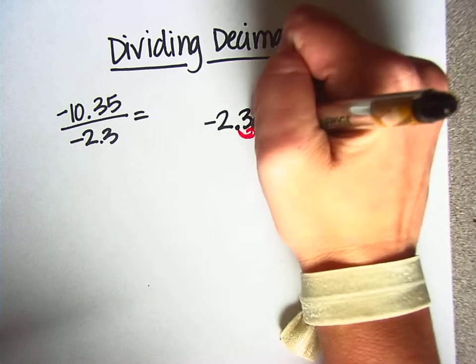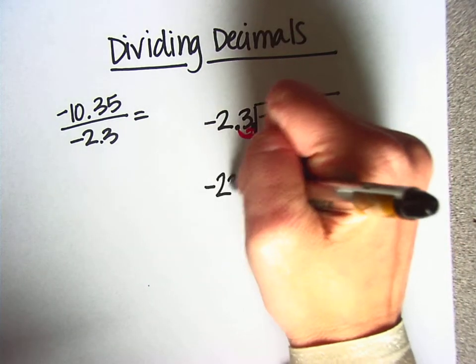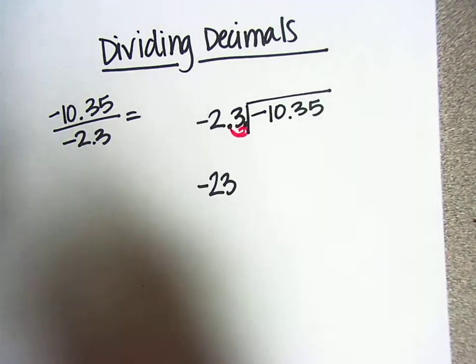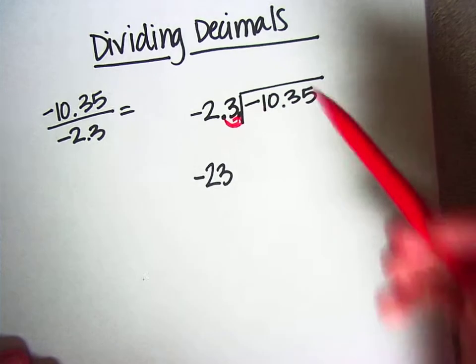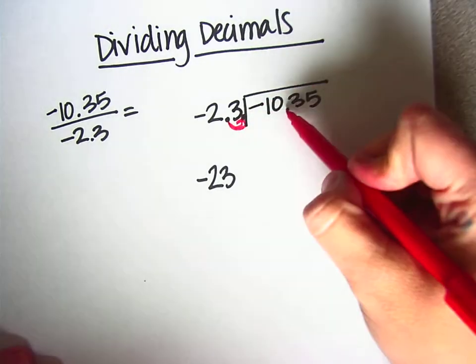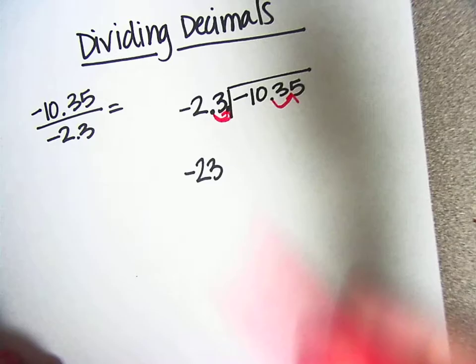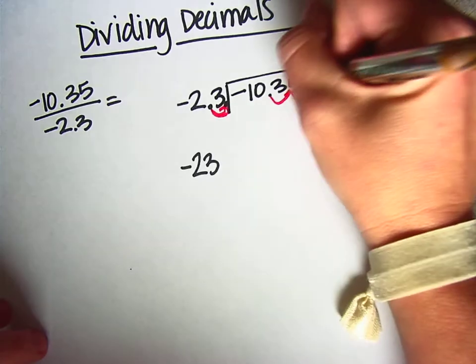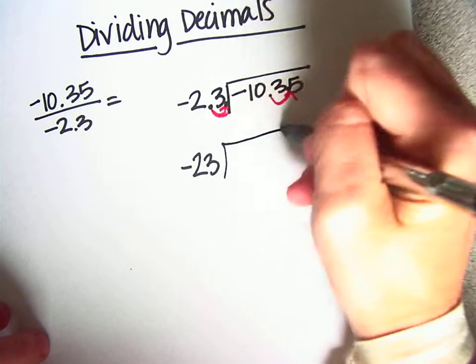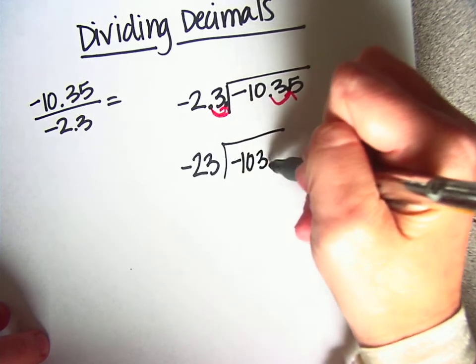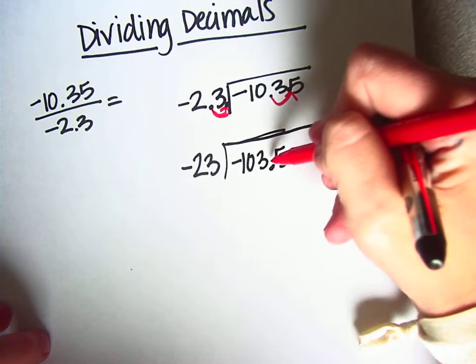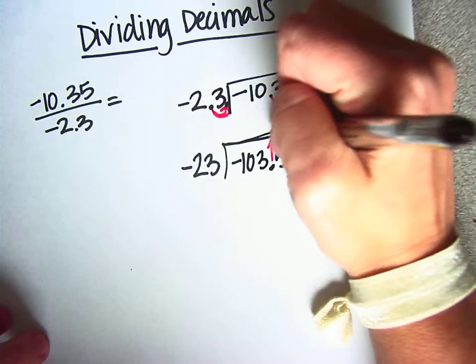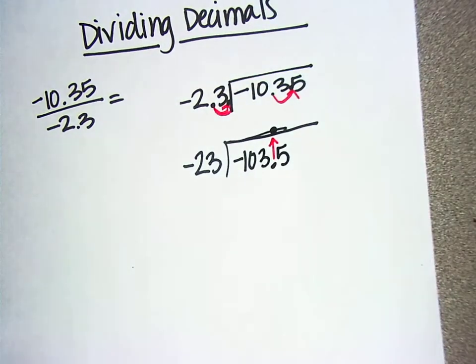So now our number is negative 23. And just like with any other math problem, anything that we do to one side, we have to do to the other side. So since we moved this over once, we now have to move this decimal over once. So now we have negative 103.5. And now that we've got our decimal in the right spot, we're going to move it up and we're going to add it to our answer. That way our decimal is already where it needs to be.